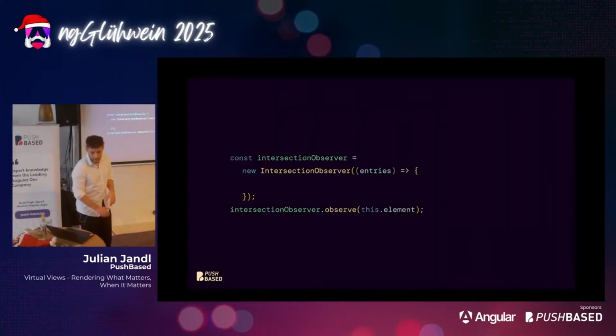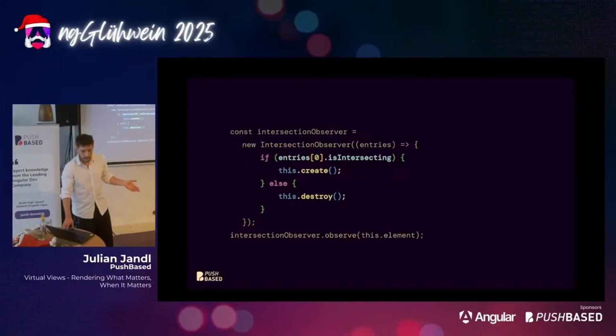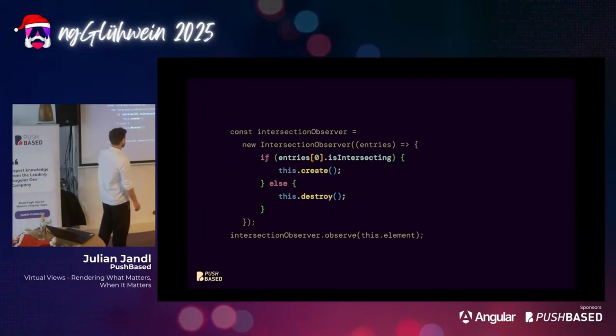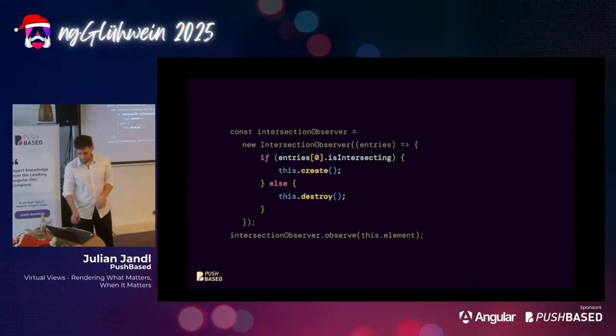However, this is super easy to implement. We have the intersection observer, just a native browser API, right? We can just put it onto an element and then the browser will tell us, is this element right now visible or is it not visible? And it pushes us this information. So we can say, whenever our element is intersecting, so visible to the user, create. Whenever it's not intersecting, so it's not visible, destroy.